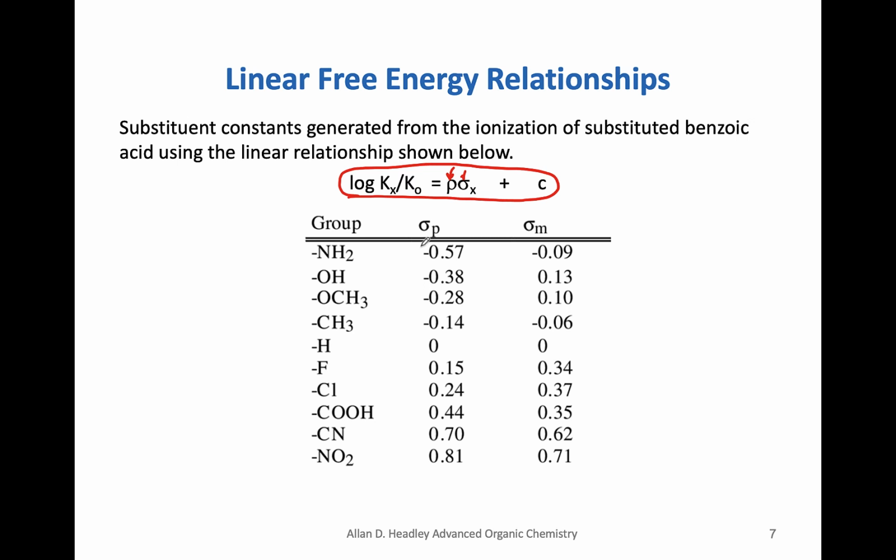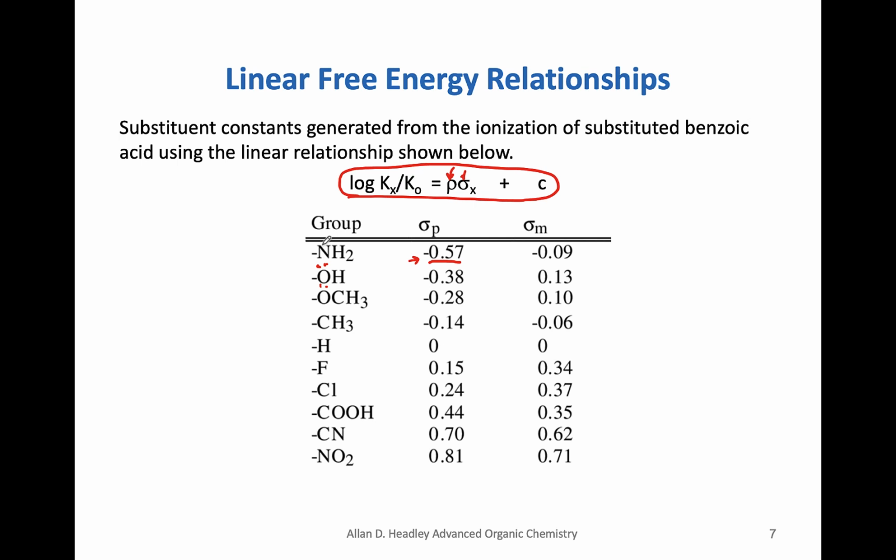So what he did here is this. So this would be P amino benzoic acid, and the constant for P amino group is negative 0.57. And of course, if it's in the meta position, it's negative 0.09. So let's go down the column here. So this is the OCH3. Notice this is electron donating, and it has a value of negative 0.38.